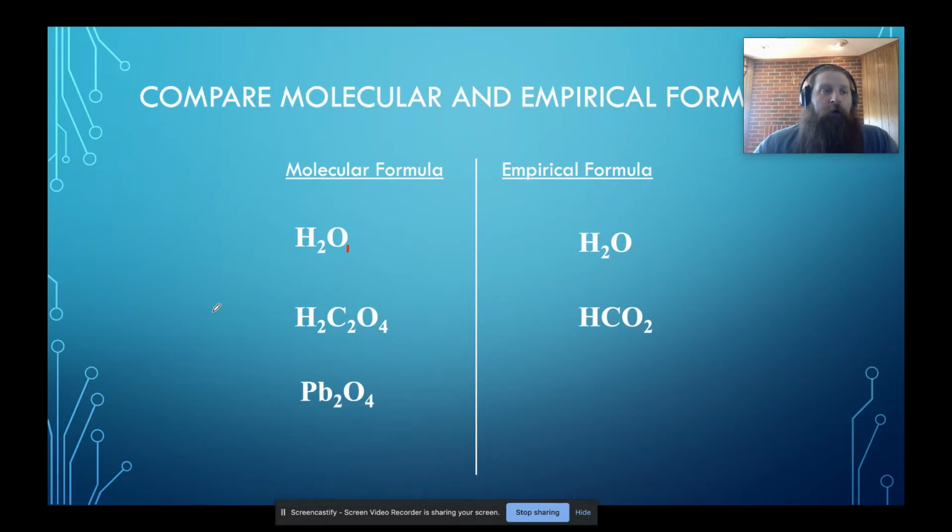Pb2O4. All right, well, can I reduce that? This would be lead(IV) oxide. Yes, I can: PbO2. All right. Here's glucose, right? We know we can do that one because we just did it. Okay, so empirical formulas are reduced versions of molecular formulas.